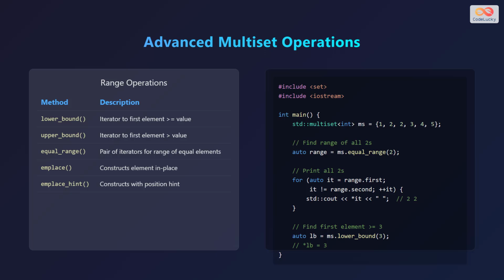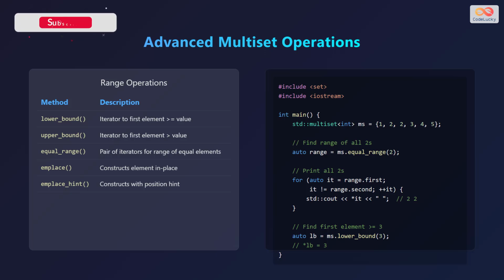The emplace method constructs a new element in place, avoiding unnecessary copying or moving. The emplace_hint method is similar to emplace but takes an iterator as a hint to where the element should be inserted, potentially improving performance. Here's a code example illustrating these operations.